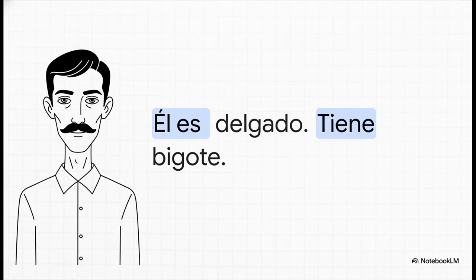If we combine his height, his build, and his specific facial hair into complete sentences, we can say, él es alto y delgado. He is tall and thin. And for his facial hair, remember, we switched back to the verb tener. Tiene bigote. He has a mustache. Just like that, in 2 short sentences, we've created a highly accurate physical profile.